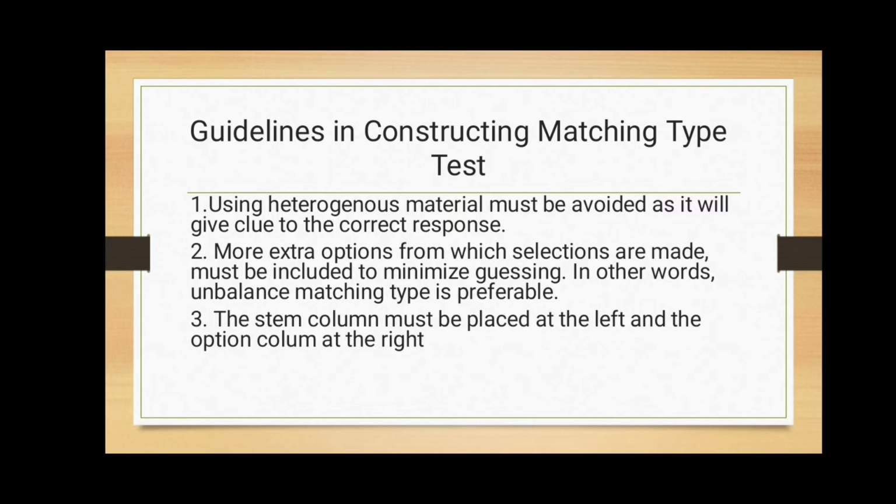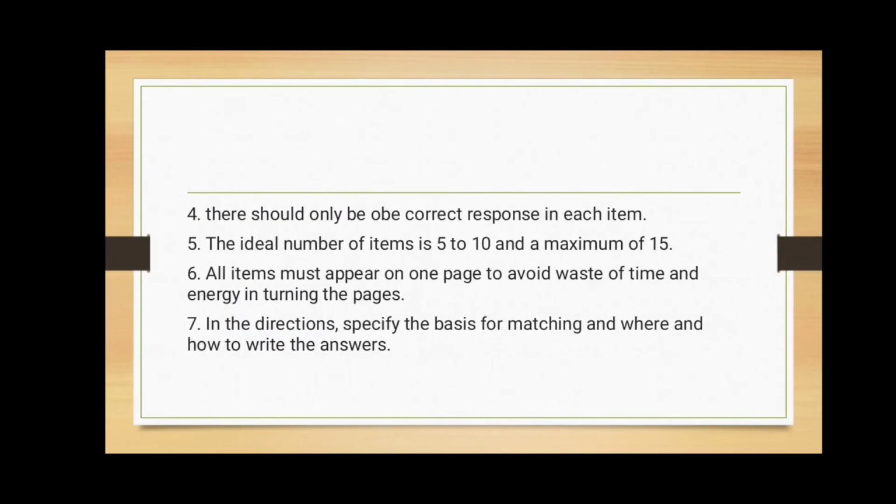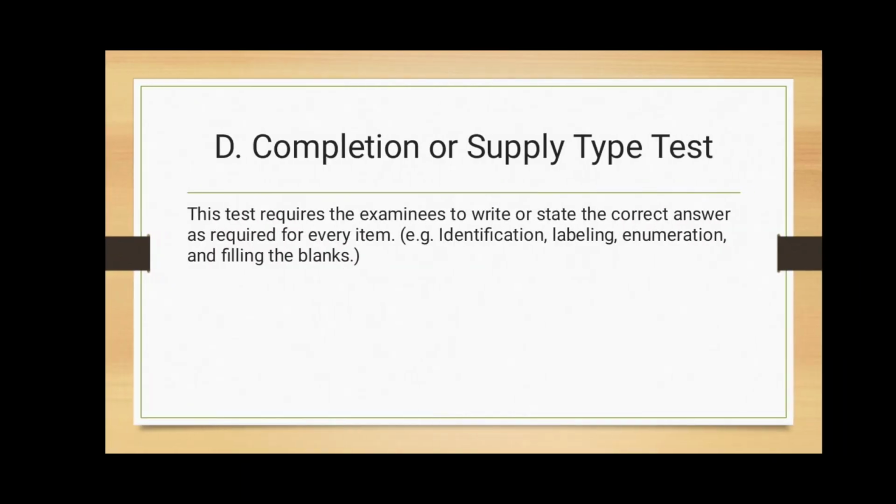Third, the stem column must be placed at the left and the option column at the right. Fourth, there should only be one correct response in each item. Fifth, the ideal number of items is 5 to 10 and a maximum of 15. Six, all items must appear on one page to avoid waste of time and energy in turning the pages. Seven, in the directions, specify the basis for matching and where and how to write the answers.